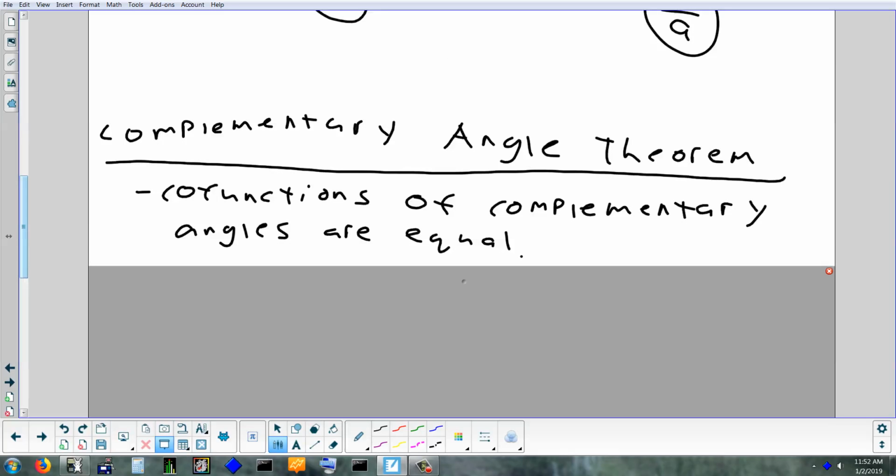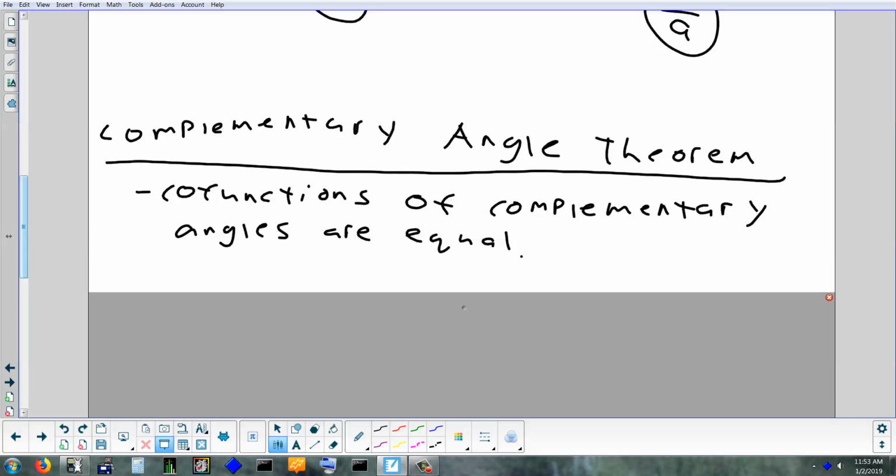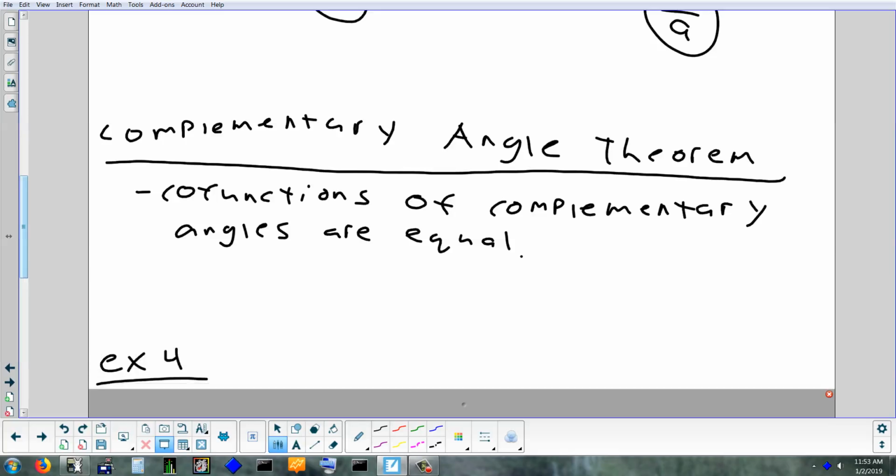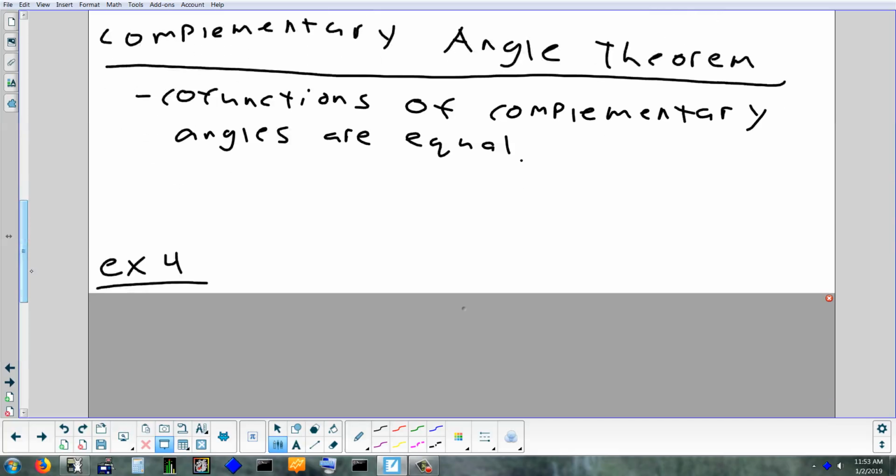So you give me two cofunctions, you give me two angles that add up to 90, and the answers to those problems come out exactly the same. So I'll finish up by showing you an example of where you could see something like that pop up on the test, or midterm, or final.